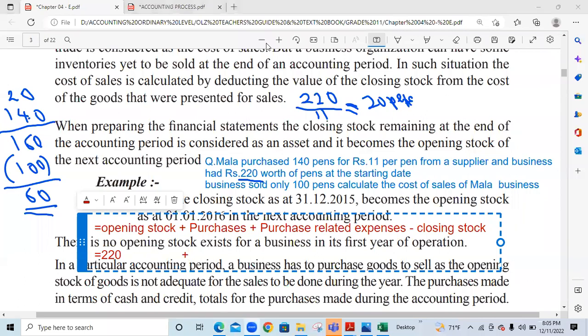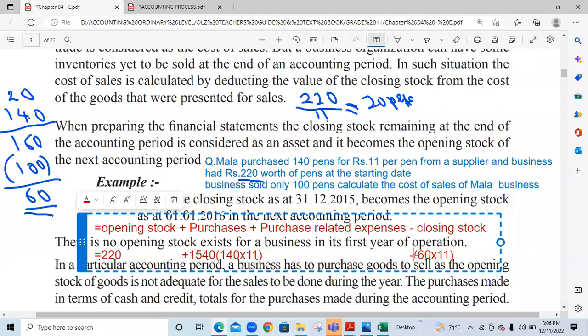What is the value? Anyone? 1,540. How did I get that? 140 into 11 rupees, that's 1,540. How many closing stock? There are 60 pens remaining. We found out there are 60 pens remaining, each at how much? Each 11 rupees.